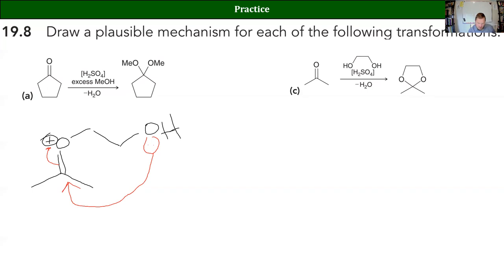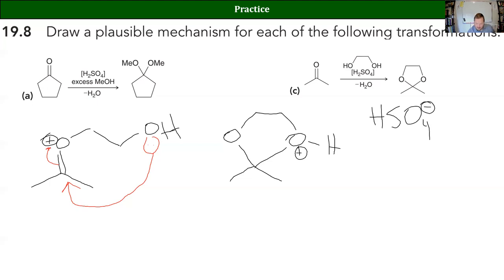So our new intermediate is going to look like that. One more proton transfer step and we're home free. And again, whatever you had that gave you the acid in the first place can act as the base now and just come in, and we get our final product.